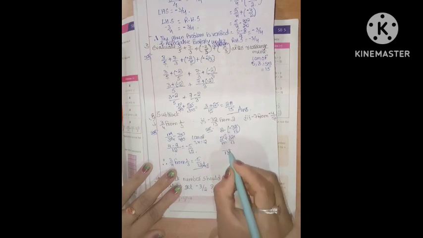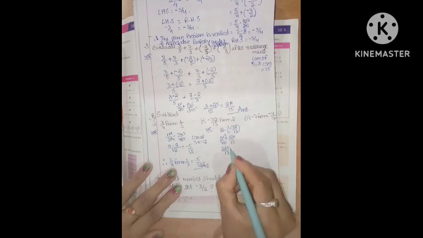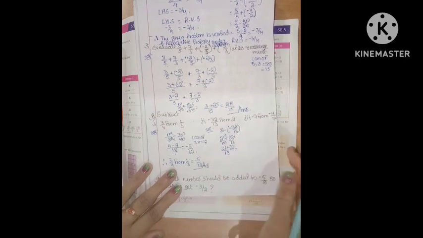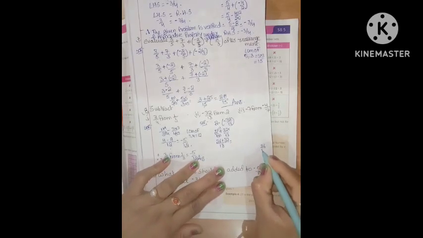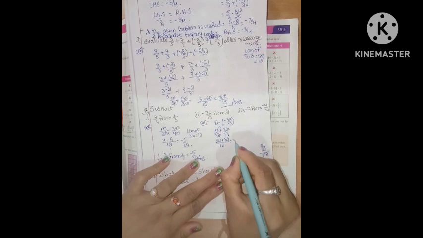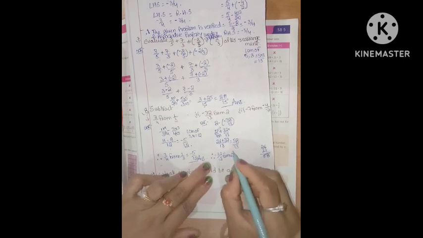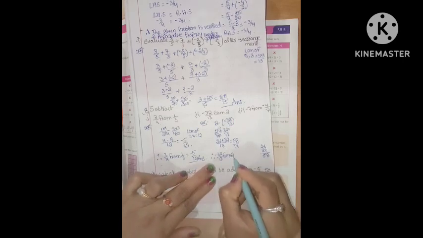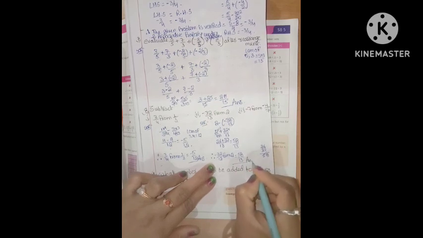So 2 cross 13, 13 twos are 26, plus 32. So the sum of these two terms, how much value will we get? 26 plus 32. 6 plus 2 is 8. 2 plus 3 is 5 only. So 58 by 13. Therefore, minus 32 by 13 from 2 equals 58 by 13. This is the final answer.